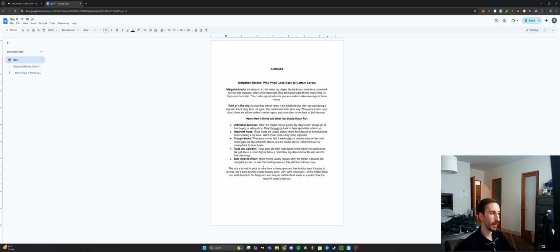Now the trick is to wait for price to come back to these spots, like I said, and then look for signs it's going to reverse or continue on towards the drawn liquidity. A lot of the times mitigations will play a part during a continuation and not so much at a reversal off of a key level.